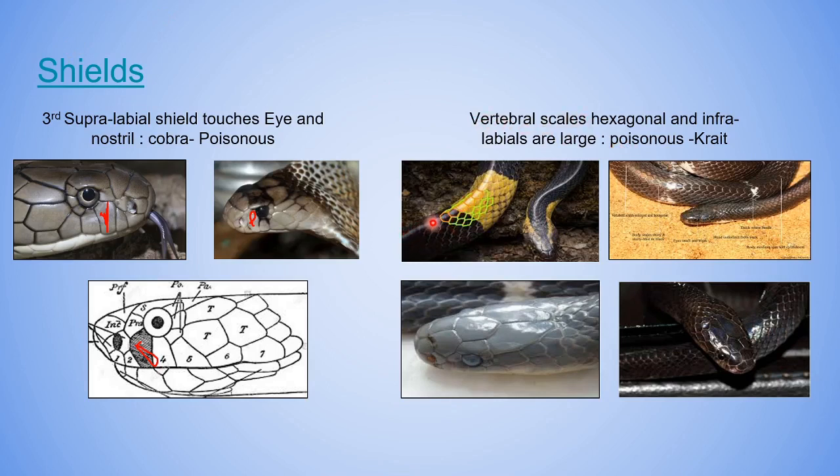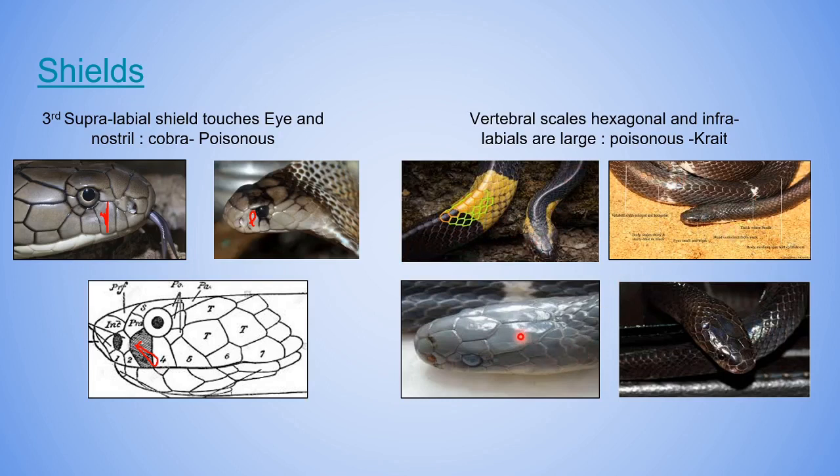Another identification with the shields is that we observe the vertebrals, as we said earlier. So this is the dorsal side, and this is the central region where the vertebral column passes. That is why these are called the vertebrals, or the vertebral scales. So you can see here they are clearly marked. If the vertebrals are hexagonal, in this you can see clearly the demarcation of the hexagonal vertebral scales. If the vertebral scales are hexagonal, that is definitely confirmed to be the poisonous snake, which is krait.